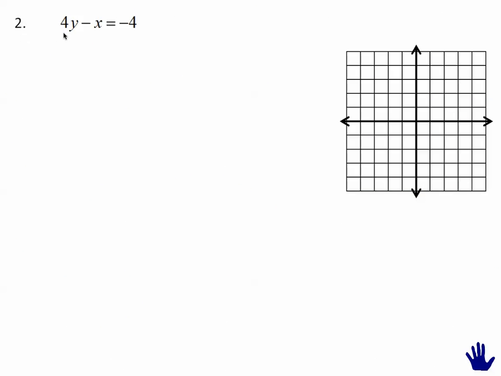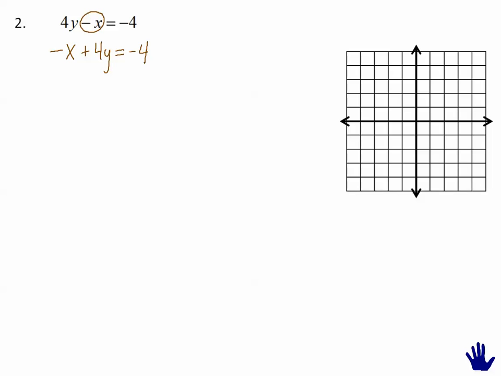Number 2, 4y minus x equals negative 4. Now notice this isn't quite in standard form because the y is coming before the x. So first thing we should do is turn this around. It's negative x, so I will write negative x, and it's positive 4y, so plus 4y equals negative 4. Now it's in the proper standard form.